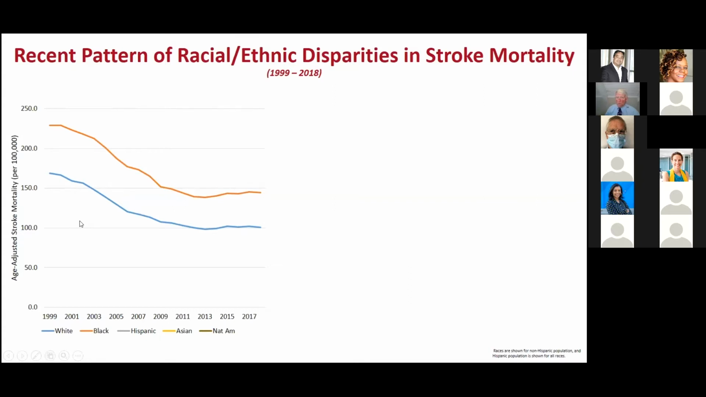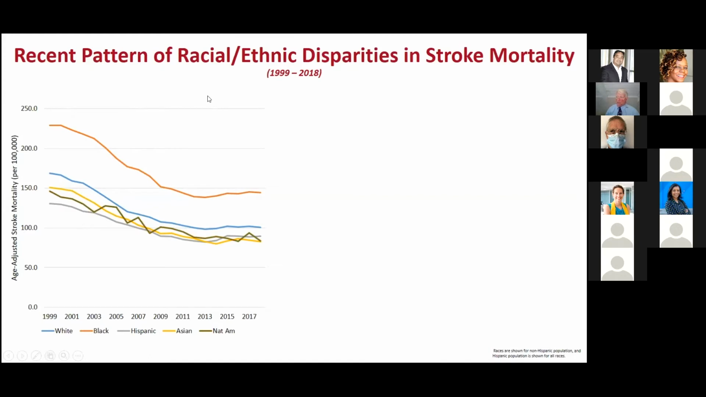If you look at other race ethnic groups, Hispanics, Asians, and Native Americans all fall below the mortality rates of whites. And so if you talk about race ethnic disparities in stroke, you're largely talking about African Americans.